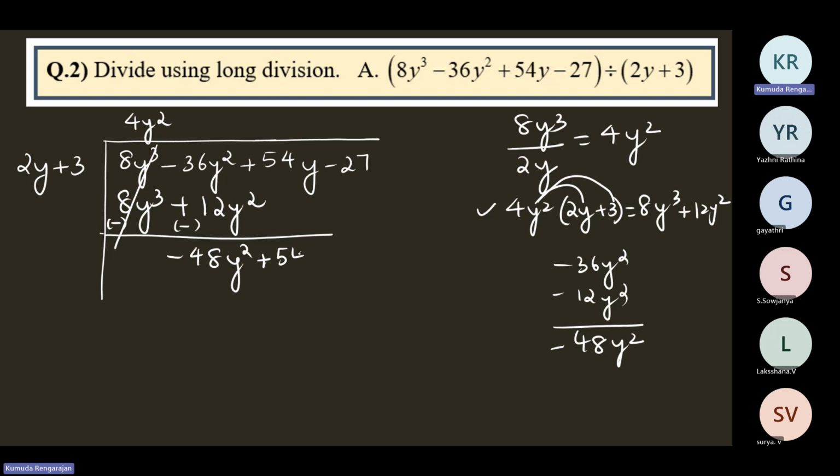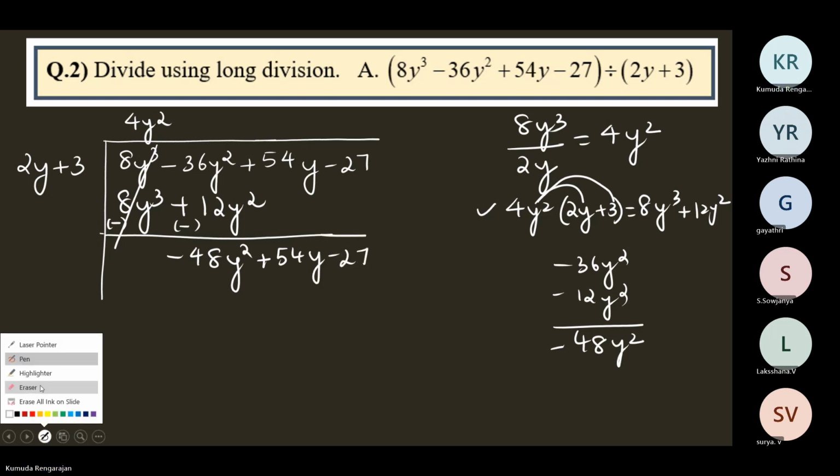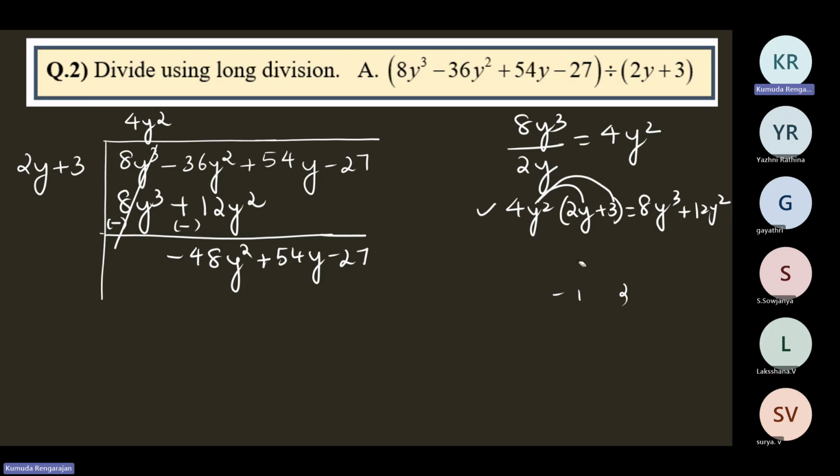Plus 54y minus 27. Bring the remaining terms down. Now this is called the new dividend.